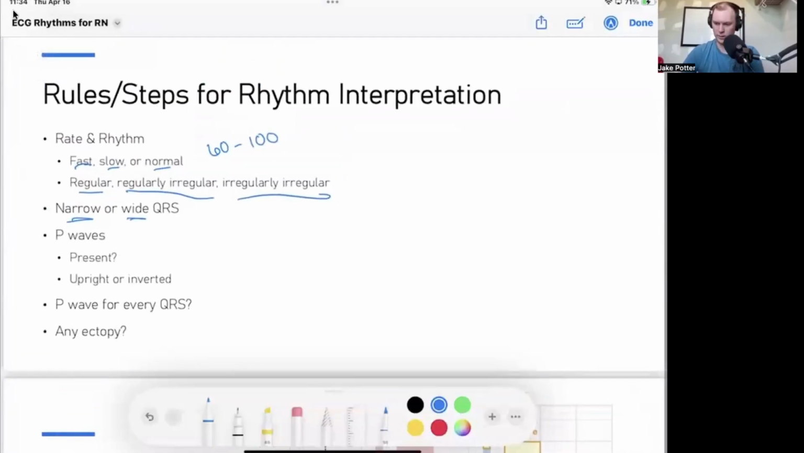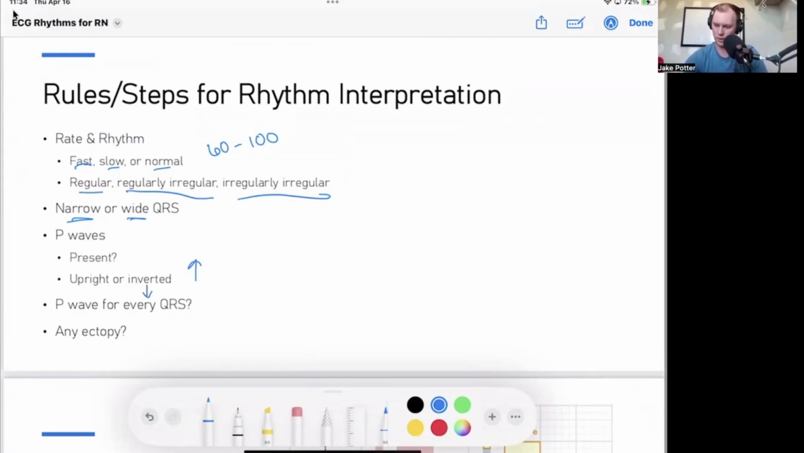So narrow or wide. Then you're looking at your P waves. Remember, that's that first blip before the QRS. Is it present? Is there a P wave or is there not one? And then is it upright or inverted? Again, upright would mean above the baseline. Inverted is below the baseline. So you're looking at that. Is there a P wave for every QRS?